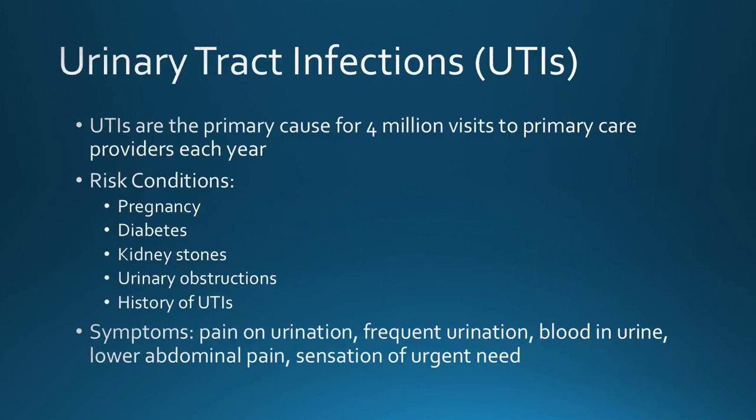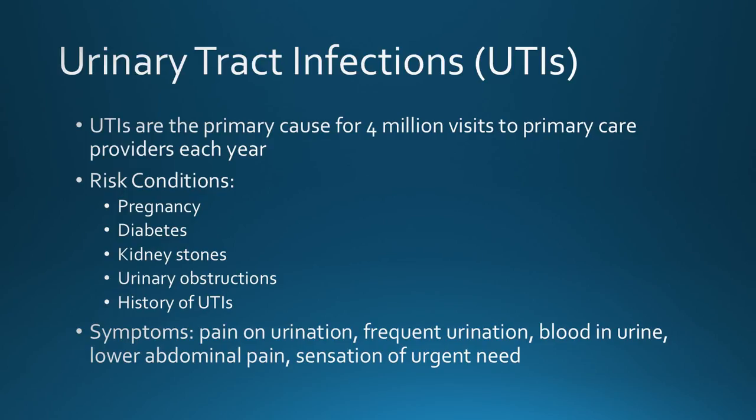These tests obviously test for urinary tract infection and are important because they're a primary cause for 4 million visits to primary care providers each year. Risk conditions that make patients more likely to get a UTI are pregnancy, diabetes, kidney stones, urinary obstruction, or history of UTIs. Generally, women are more likely to get a UTI because their urethra is shorter and they're more susceptible to retrograde bacteria after they urinate.